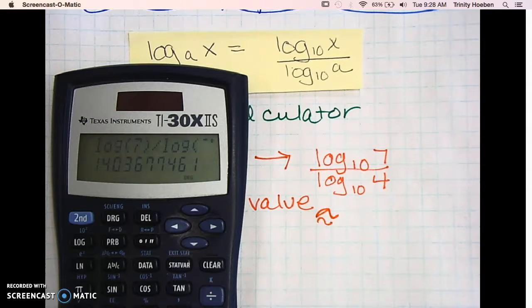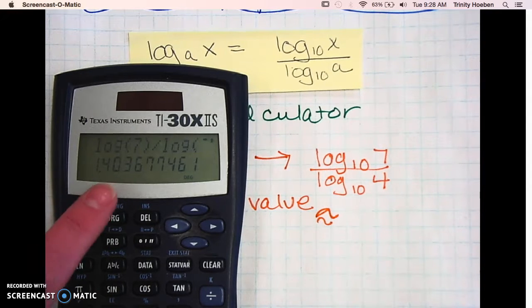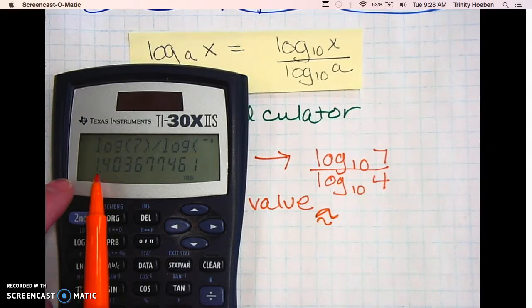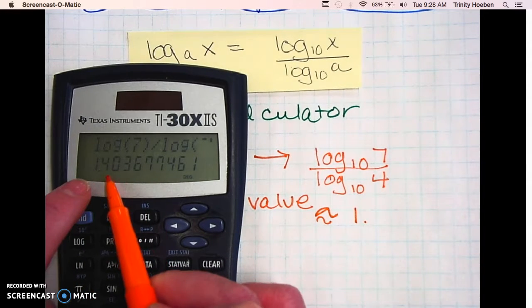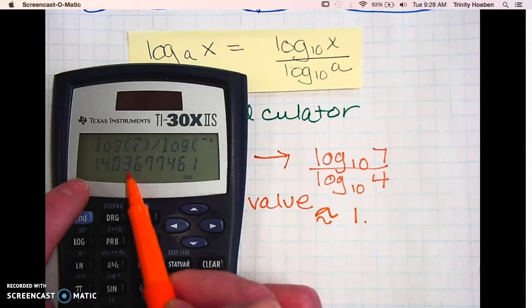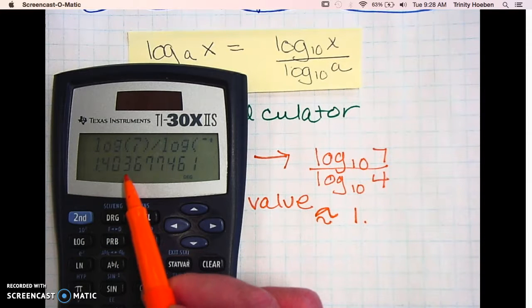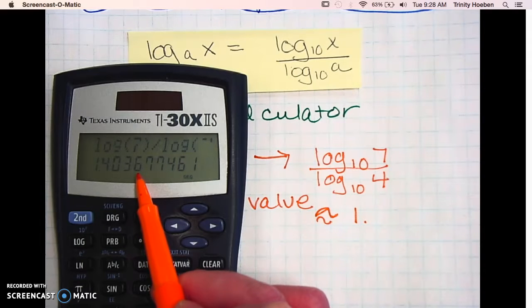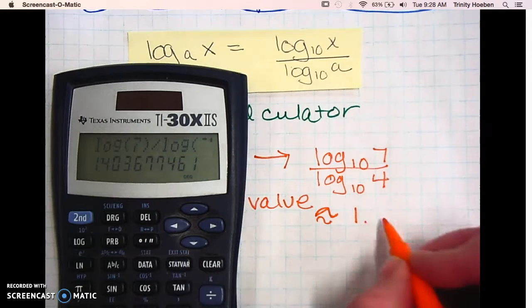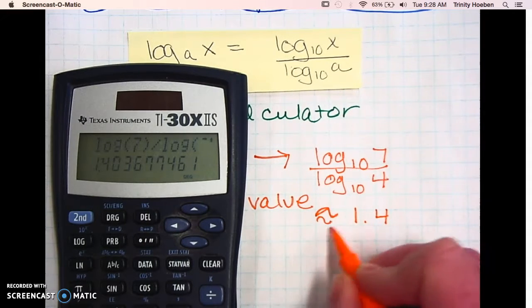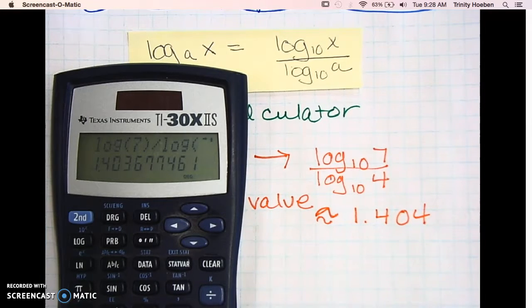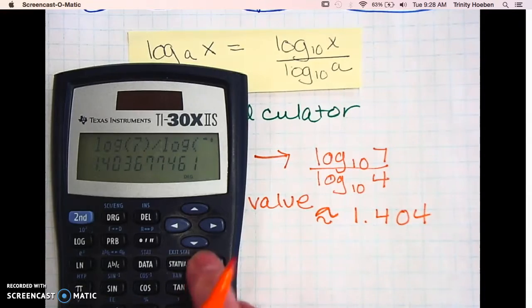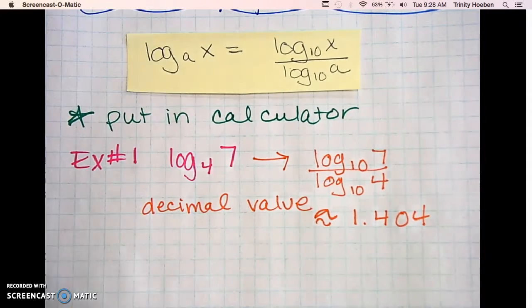Let's round to 3 decimal places. So the 1 in front of the decimal we keep, and then after the decimal we have 403. That's either going to stay a 3 or round up to a 4. And next to it is a 6, so it rounds up. So this should be approximately 1.404. All right? And it's that easy.